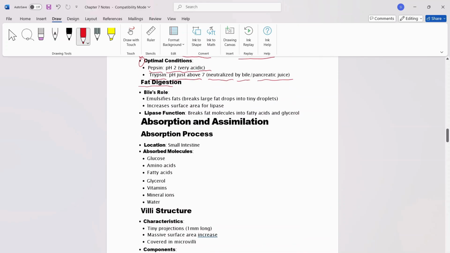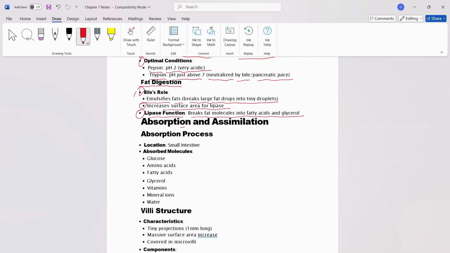Now, let's talk about fat digestion. Bile's role in it: it emulsifies fats, which means it breaks large fat drops into tiny droplets, increasing the surface area for lipase. Lipase's function is to break fat molecules into fatty acids and glycerol.